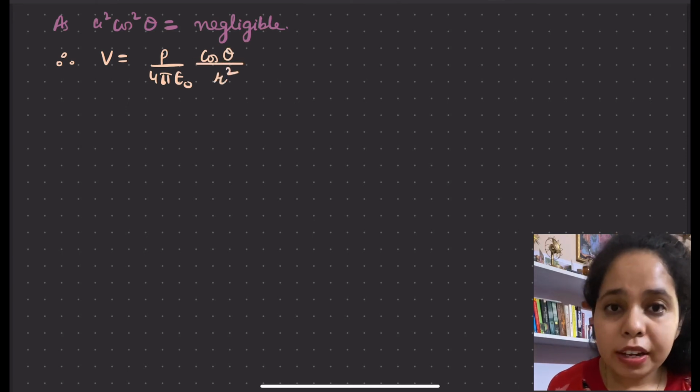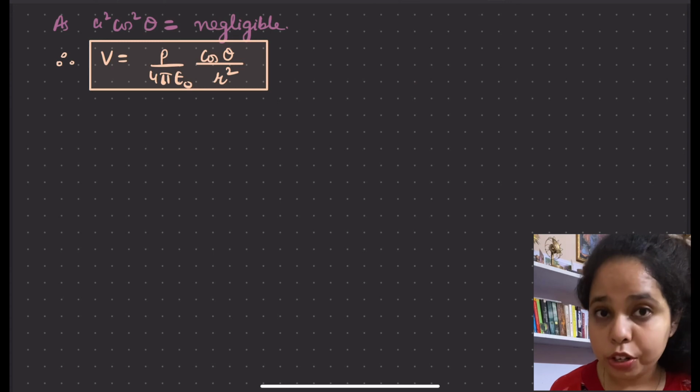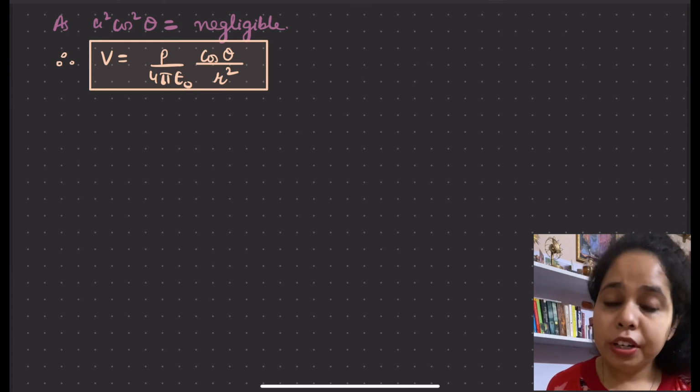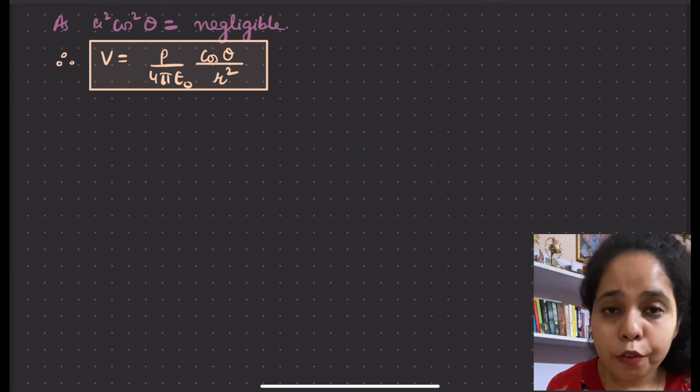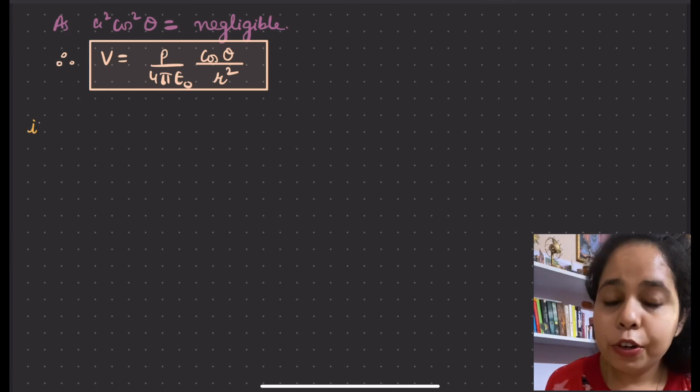So this is the final expression of the potential at point P, such that this point P is neither lying on the equatorial line of the dipole nor on the axial line of the dipole. So let us discuss some of the special cases over here.